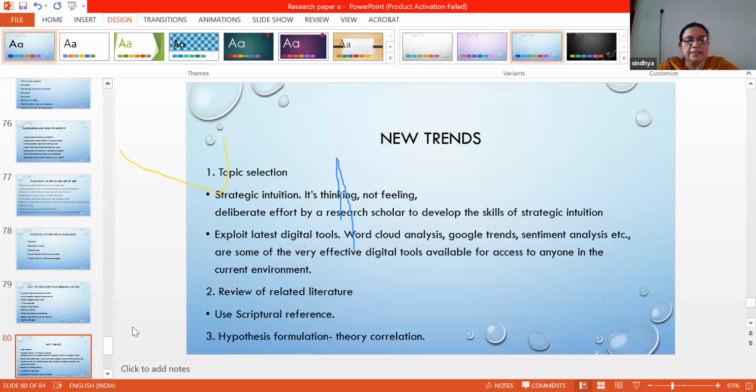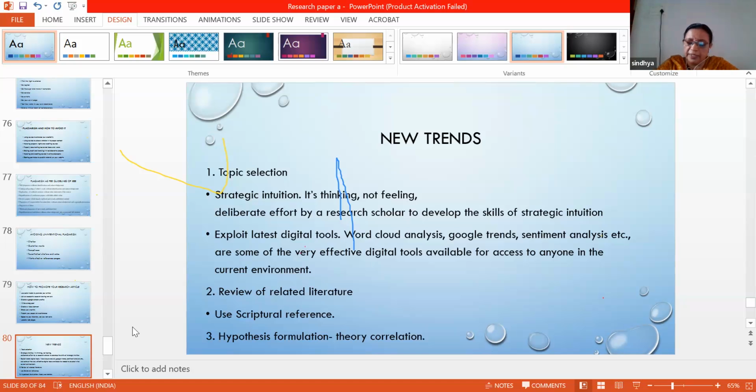the latest trend is to use scriptural reference. We can use scriptural reference. For example, the Bhagavad Gita says like that, the Bible says like that, the Quran says like that. So in that way, in the review of related literature, some ideas are mentioned in the scriptures. So scriptural reference is the current trend in preparing a research paper in the section of review of related literature.